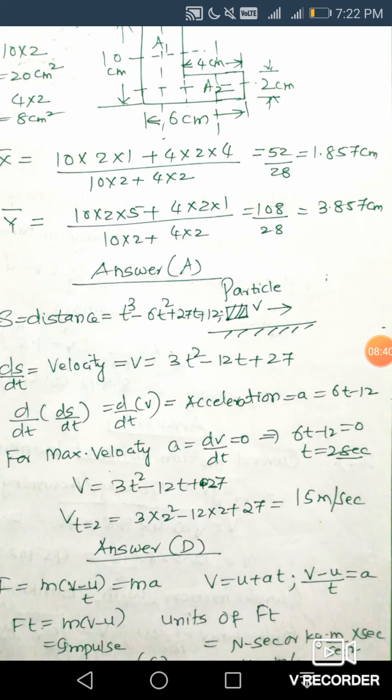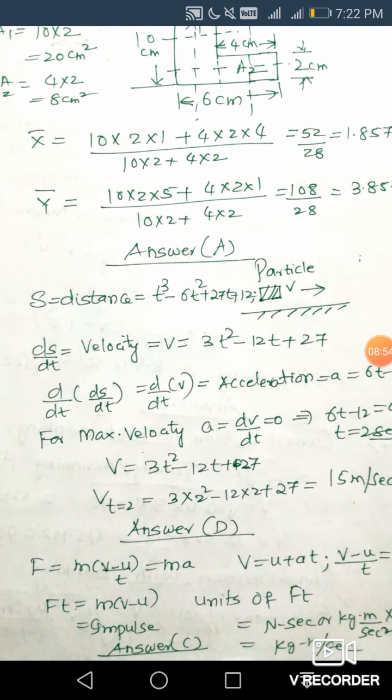Substituting that, for maximum velocity, dv by dt is equal to 0, I will get t is equal to 2 seconds. Substituting in the velocity equation, 3t square minus 12t plus 27, with t is equal to 2, I will get v is equal to 15 meters per second. So your answer is D.